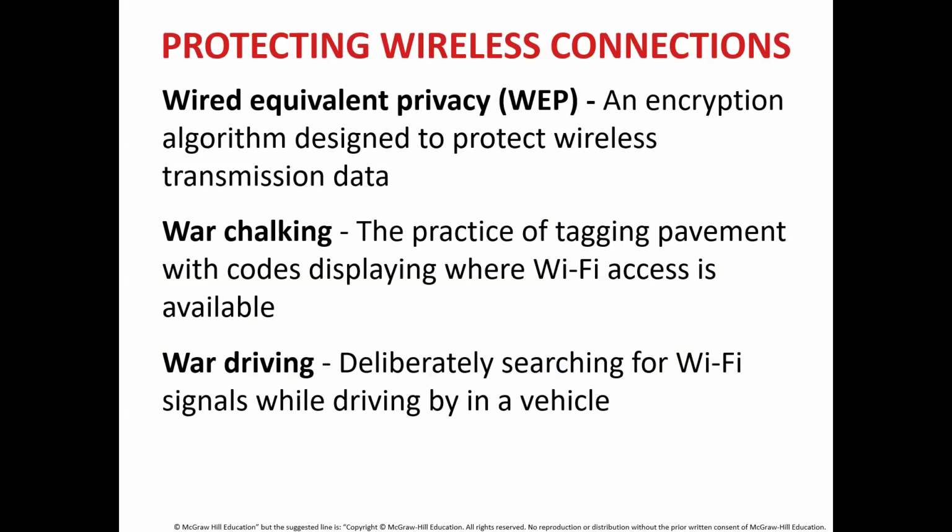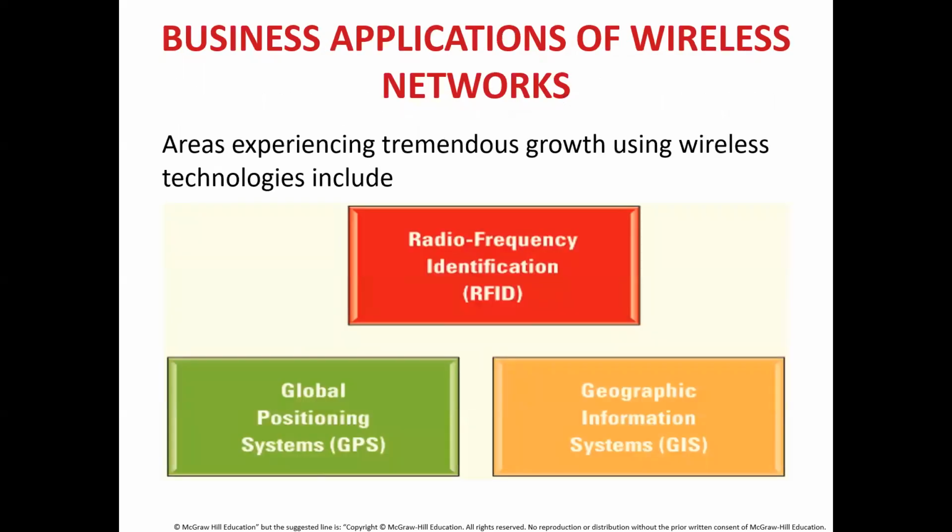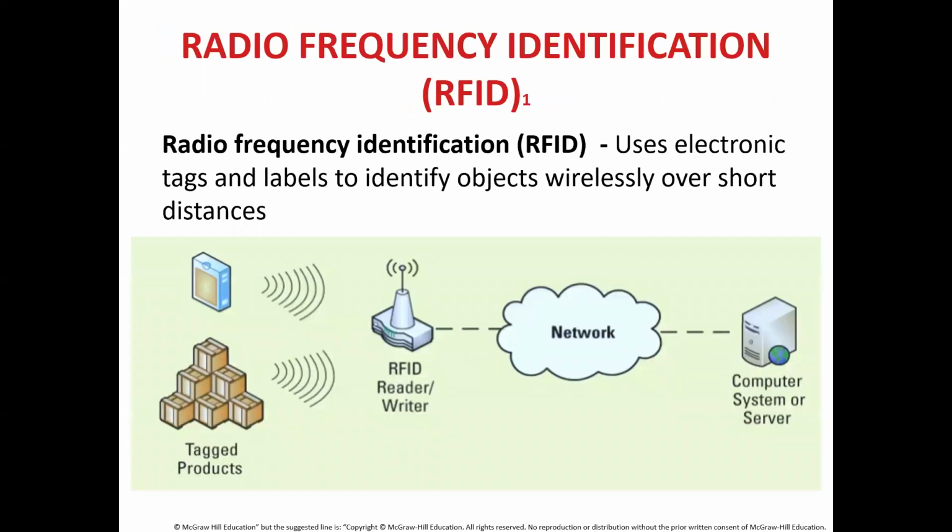Business applications of wireless networks. Areas experiencing tremendous growth using wireless technologies include RFID, that is radio frequency identification, GPS, which is global positioning systems, and GIS, which is geographic information systems. First of all, let's have a look at RFID.